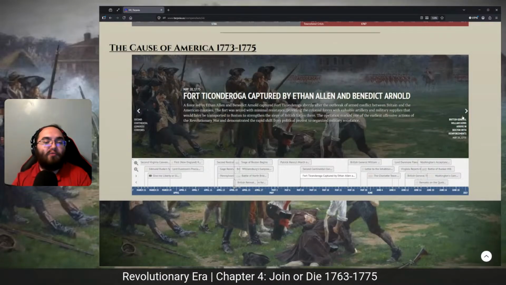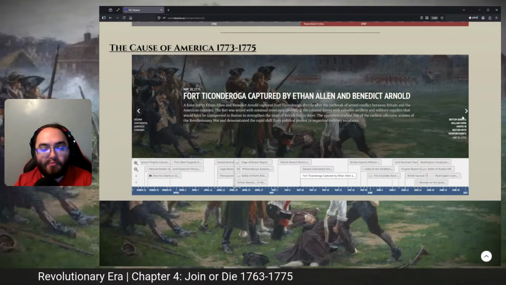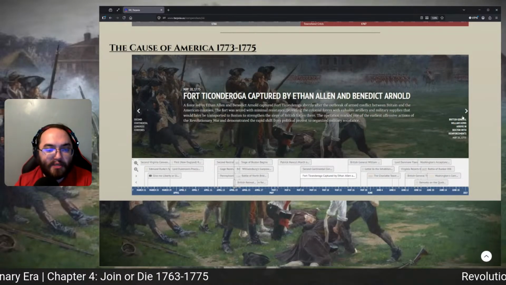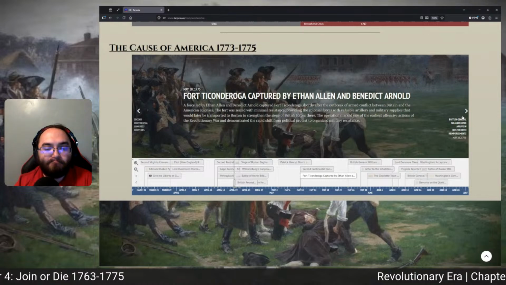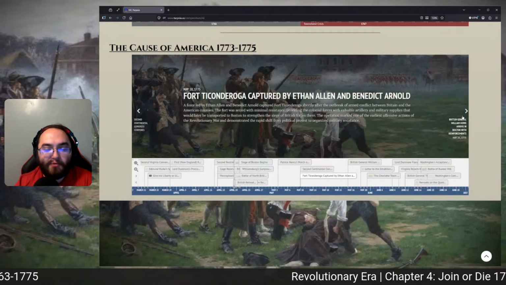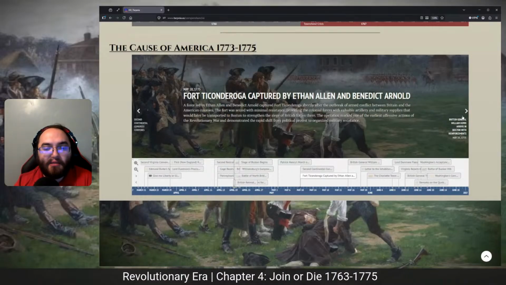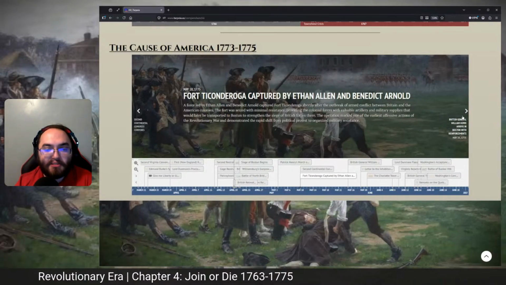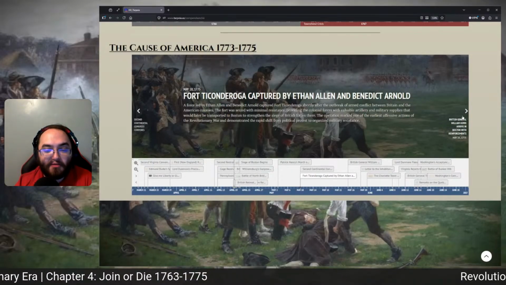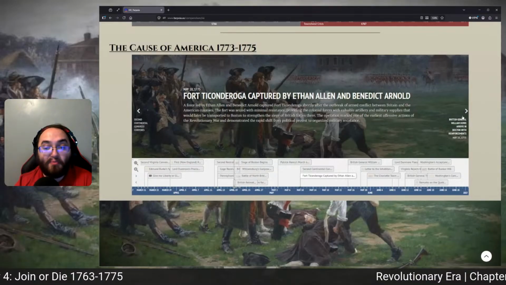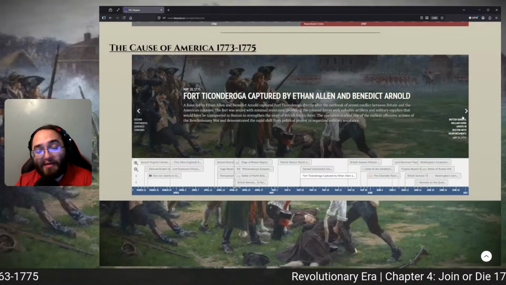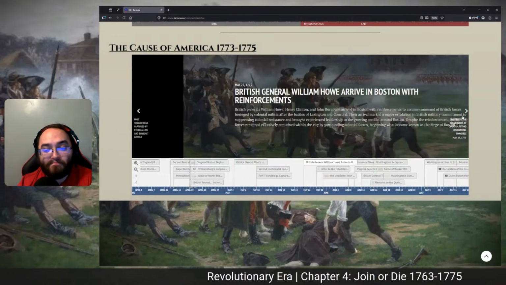And of course, Fort Ticonderoga is captured by Ethan Allen and Benedict Arnold shortly after the outbreak of the armed conflict between Britain and the American colonies. And the fort was seized with minimal resistance, and provided the colonial forces with valuable artillery, which will help at the siege of Boston.